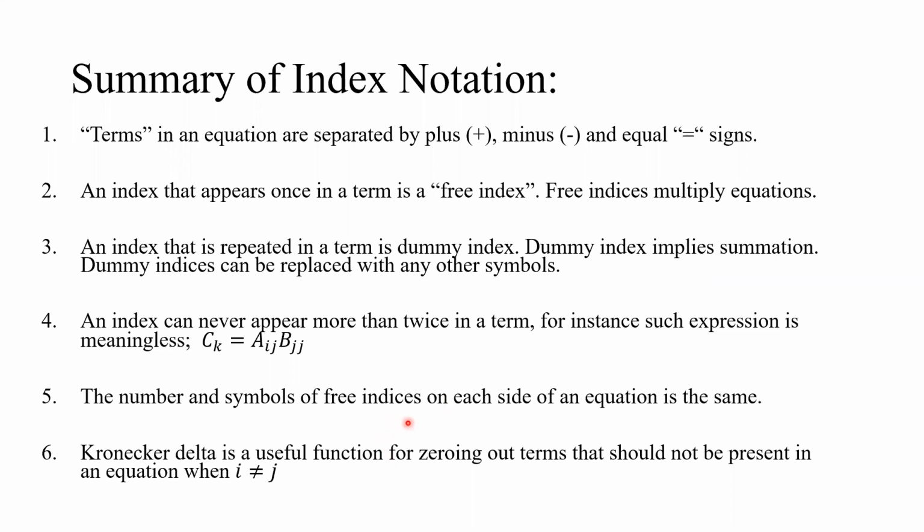The number and symbol of free indices has to be the same on each side of the equation. And the Kronecker delta is very powerful for zeroing out the terms that we don't need. We saw that functionality when we looked at shear stresses. They zeroed out the normal strain components.